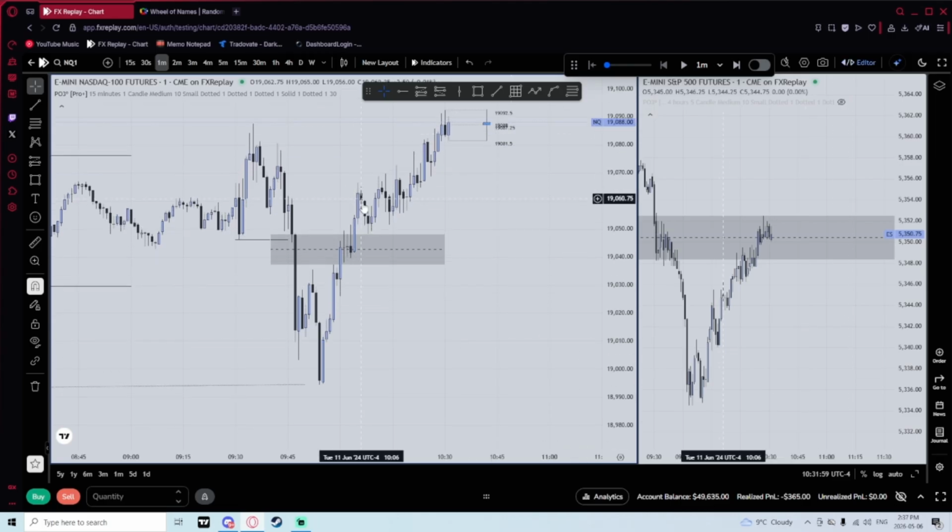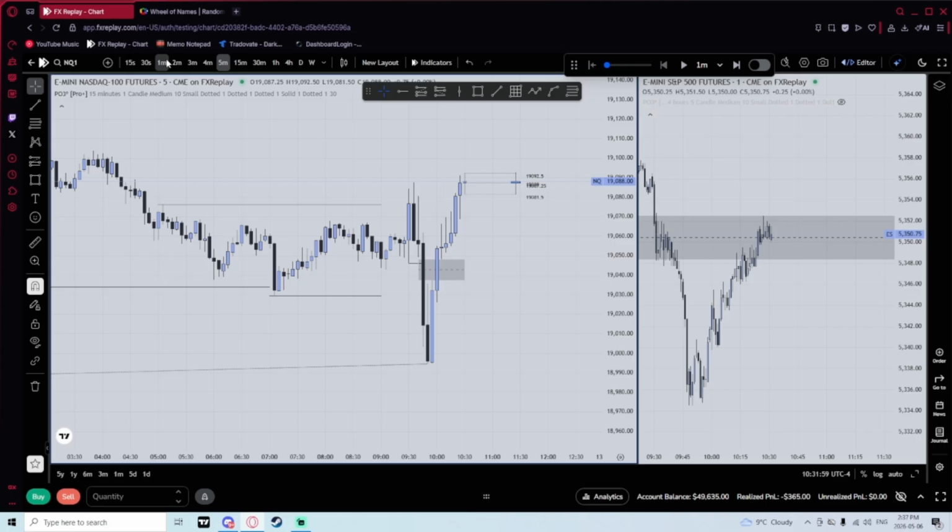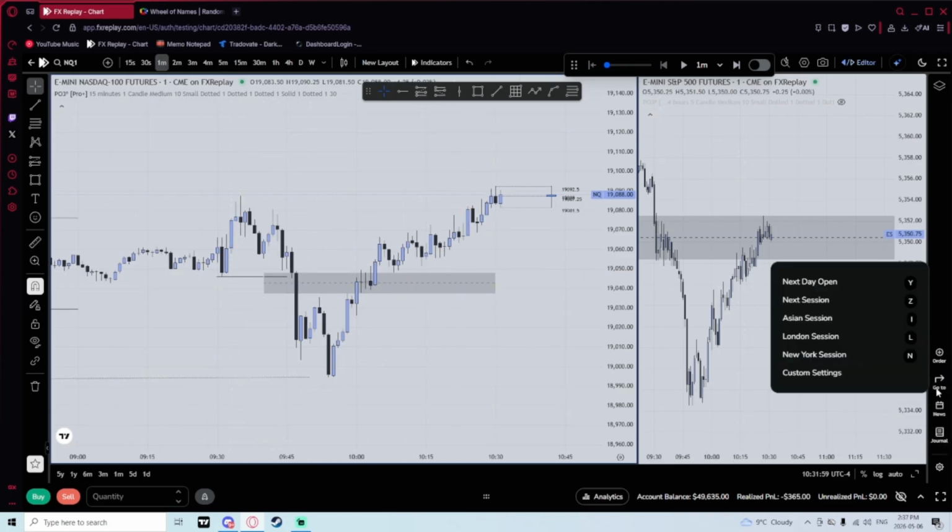But honestly, not a terrible day of price action. Definitely some opportunity, but not really what I wanted to see. So flat on the day.